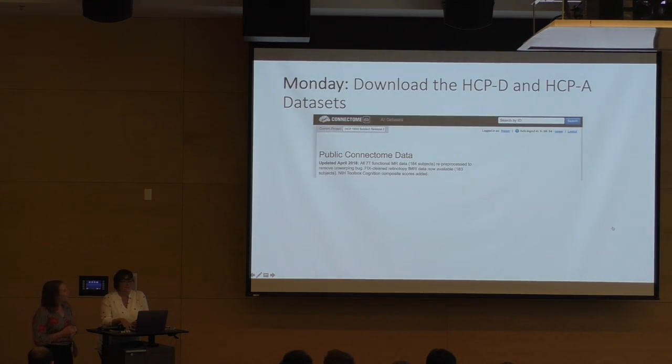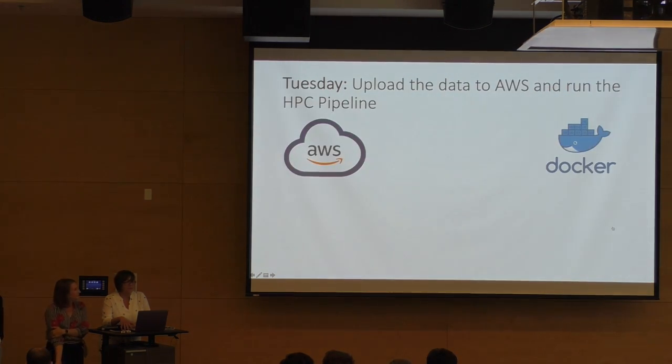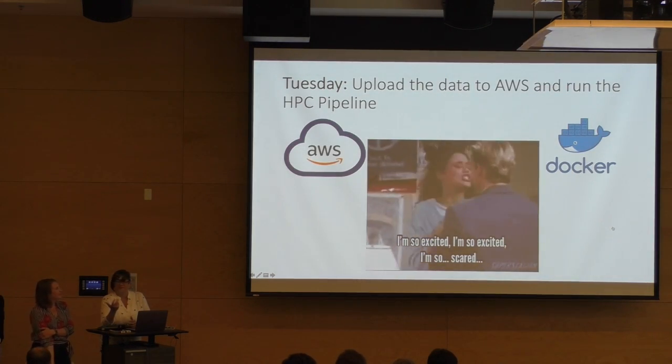First we got online and we decided we're going to download the HCP developmental and adult data sets, except that we couldn't. So then we thought for a brief second we might use the ABCD data, but then we decided, nope, that's not going to work. But luckily we found a small data set. The HCP lifespan pilot data set was released a few years ago. It has 27 subjects in 5 age bins. They range from age 8 to age like 75. So that was Monday. That's what we spent Monday doing.